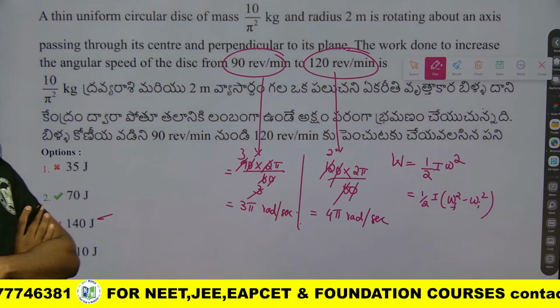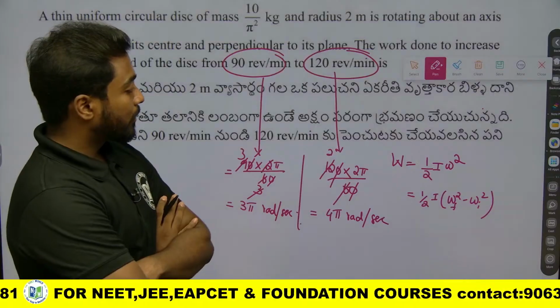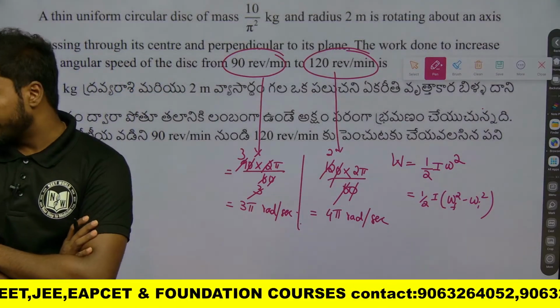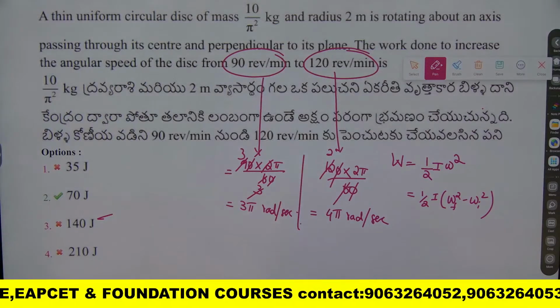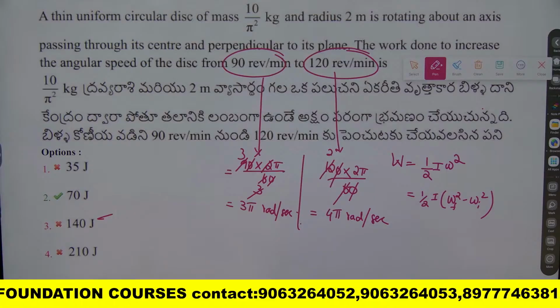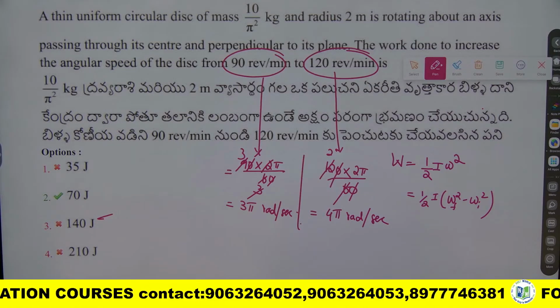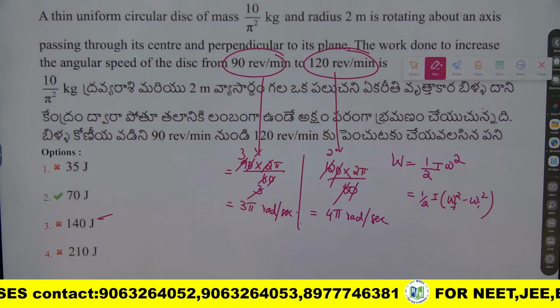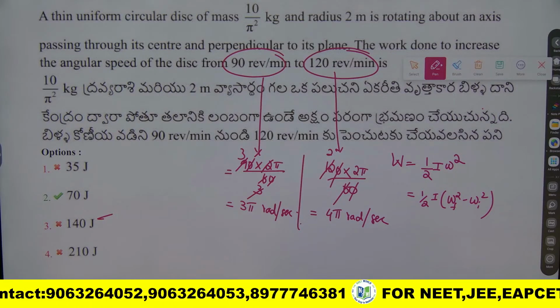And you can know here the value of I. Also, the moment of inertia of the circular disc is 1 by 2 mr square, right? So 1 by 2 mr square, and omega f is nothing but 4 pi and omega I is nothing but 3 pi.